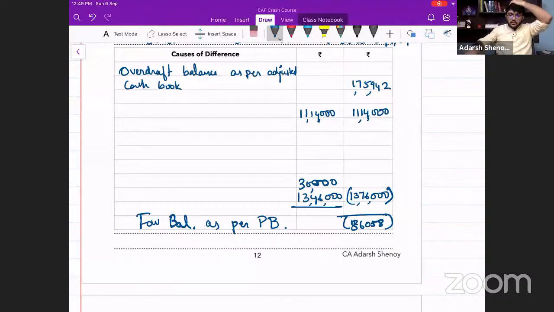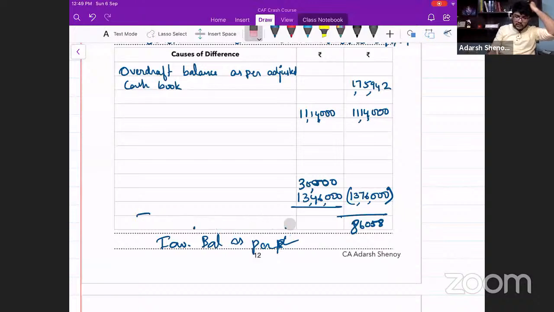Are you done? Okay, avoid putting the brackets. If you get the answer in negative, don't put brackets. If you want to put the bracket, put it, but write it in the next line again, favorable balance as per passbook. Don't write it over here. Write it in the next line and write the amount, 86,058, like this, if you really want to write it in minus. Did you follow this? See, it's easy, right? You simply have this phobia towards adjusted cash book for some reason. It's not difficult. It's easy.